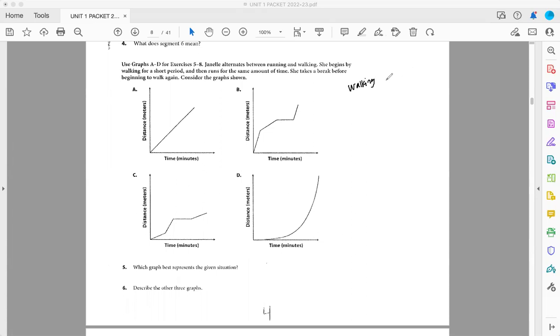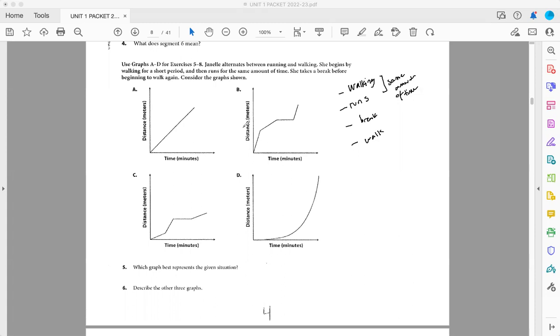then for a short period of time, and then she runs. And these are the same amount of time, basically. They said that. And then she takes a break. And then lastly, walks. So less steep for walk, more steep for run, break is flat, and walk is less steep.